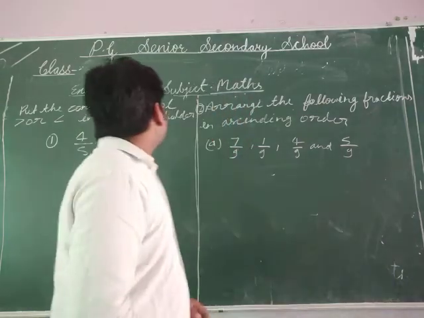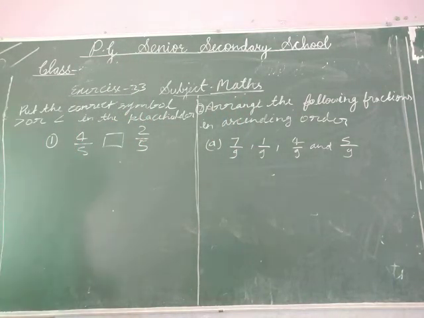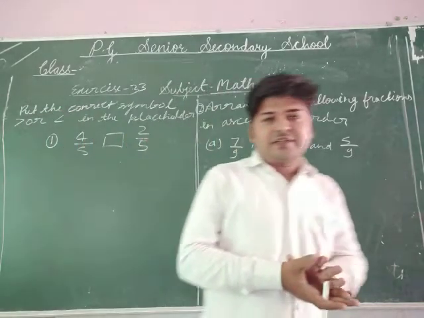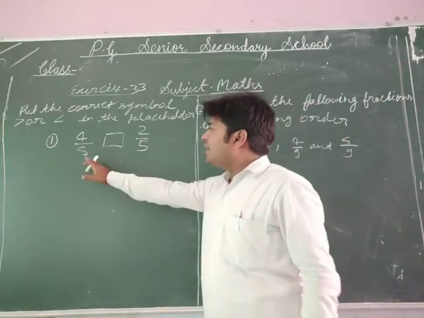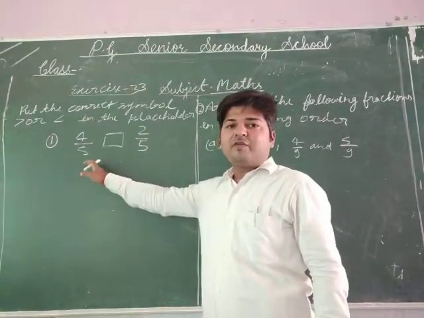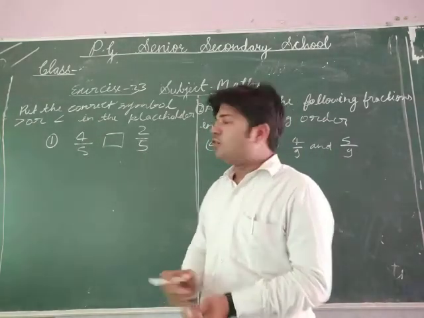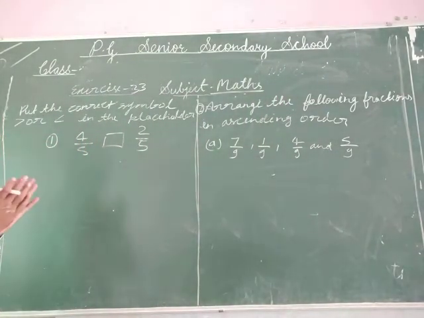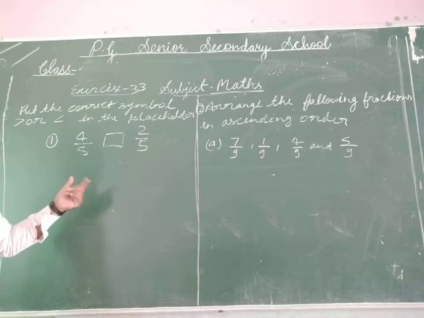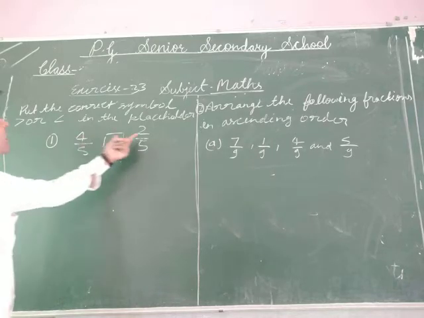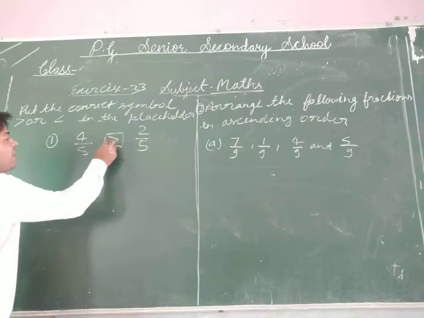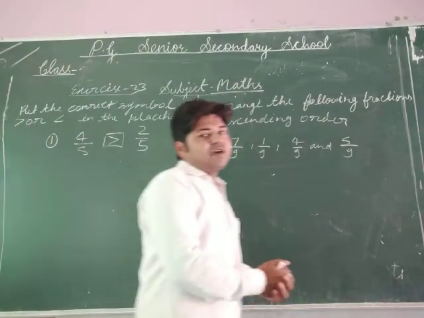So today we will start exercise 33. What is the first question? Put the correct symbol, greater than or less than, in the placeholder. So you have to see the fraction. You can see here the denominator is equal. Here is also 5 denominator and here 5. Both are equal. So you have to see the numerator. Which numerator is greater? You can see 4 is greater than 2. So 4 upon 5 will be greater than 2 upon 5.